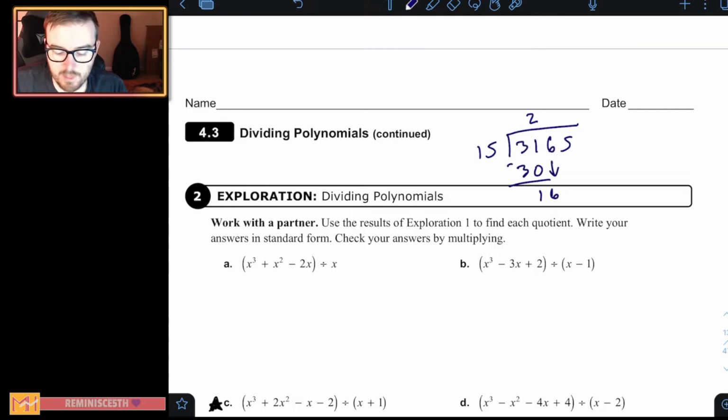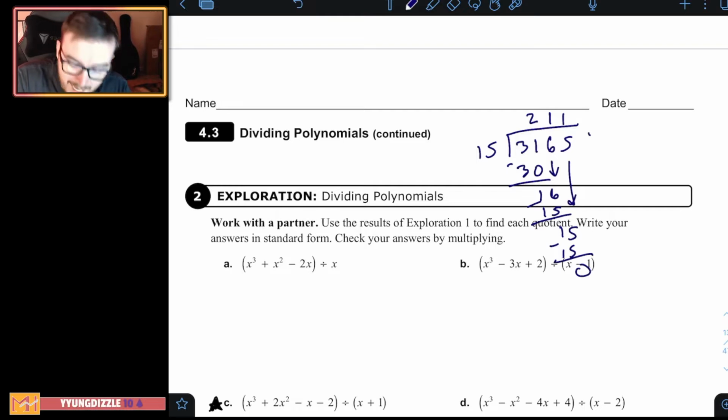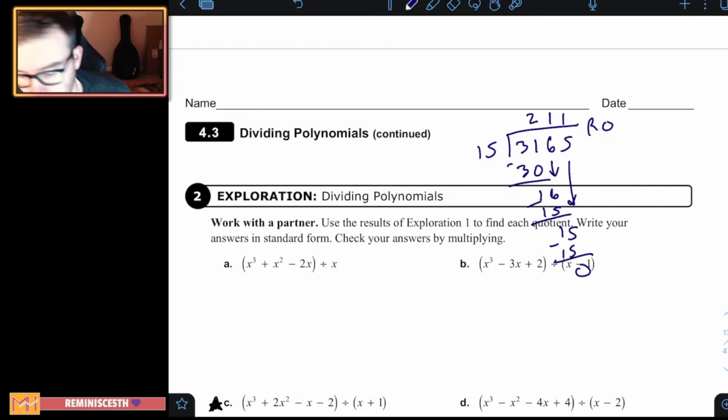And then we ask ourselves the same thing. 15 times what gets us 16, or at least close to 16, and that would be a 1. And then you multiply. 1 times 15 is 15. And you subtract. Sorry, I'm running out of room. But you get 1 and you bring down the 15. And how many times does 15 fit into 15? Once. And to end it off, why is that a nice clean 211? Because when we do the final 1 times 15 and get 15 and we subtract, we get a remainder of 0.